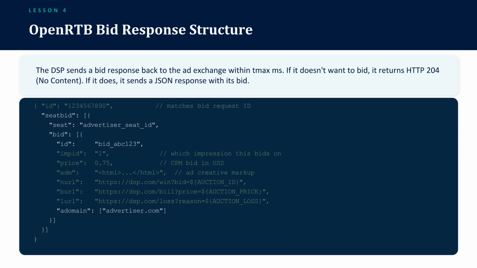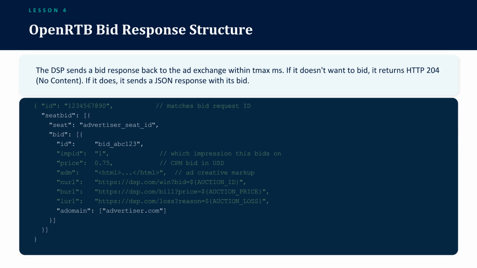The bid object is where the substantive information lives. The impid matches the impression ID from the bid request. This bid applies to that specific ad slot. The price is the CPM bid in US dollars, how much the DSP is willing to pay per 1,000 impressions. The ADM field contains the actual ad creative markup, the HTML or JavaScript code that, when rendered, displays the ad to the user. For video, this would be a VAST tag URL rather than inline HTML.